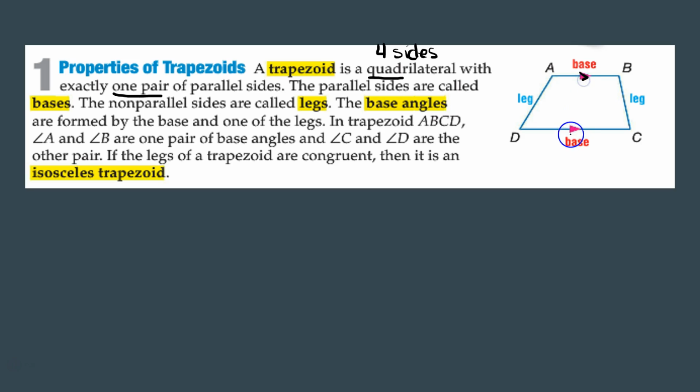So we have them right here. Those little arrows mean parallel. The parallel sides are called bases. So we have a base here and we have our second base here. The non-parallel sides are called legs, which are shown here. And the base angles are formed by the base and one of the legs. So here we have a base angle, and we have the other two up here as well. And if the legs of the trapezoid are congruent, then we have an isosceles trapezoid.